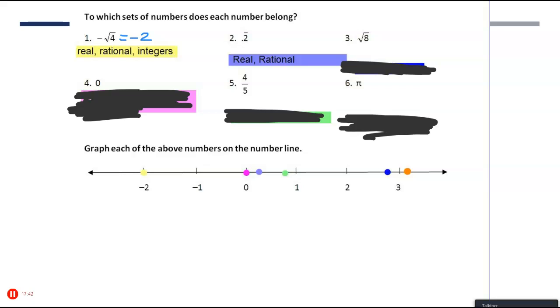Okay, the square root of 8. Somebody on their calculator type in the square root of 8. Pretty or messy? Sierra? Messy. So a messy number is what? Yes. So you get a real, irrational.